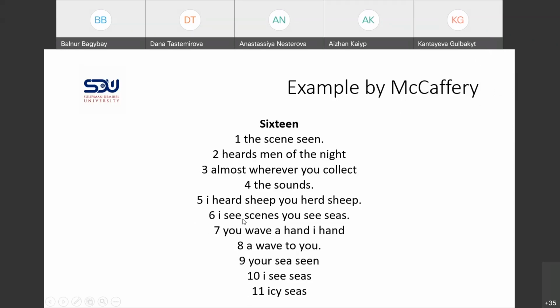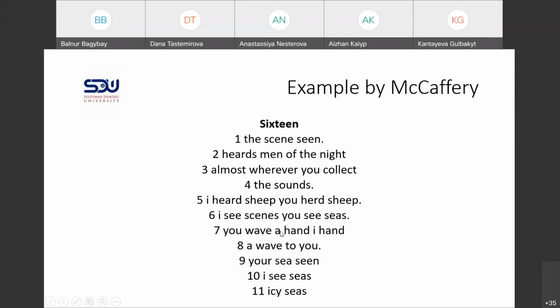So, I heard, I see. And the very interesting thing is that in the very last two lines, McCaffrey is playing again with the grammar, playing with the word class, and he's using that very thing: you wave hand, a wave to you. So wave here is the verb, right?